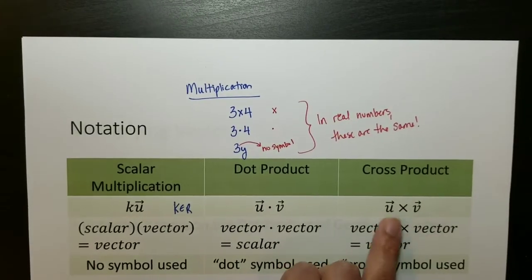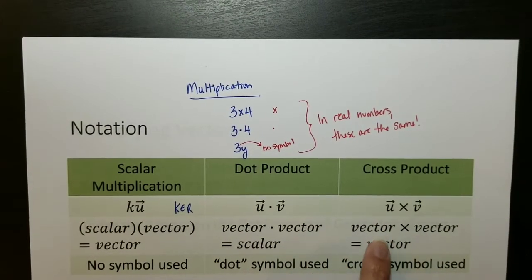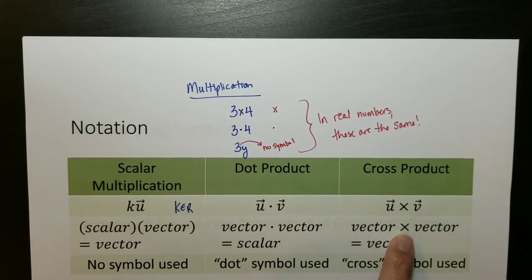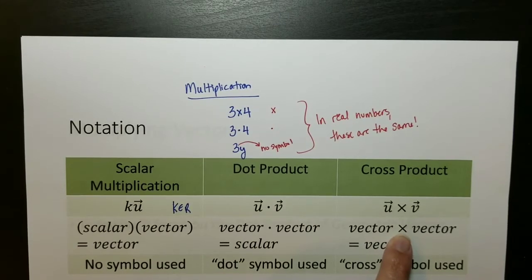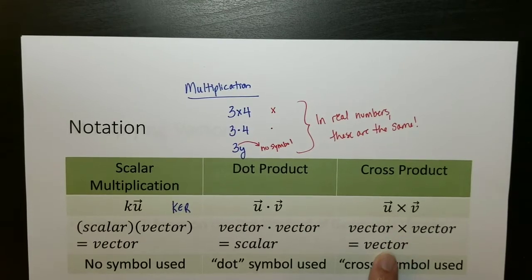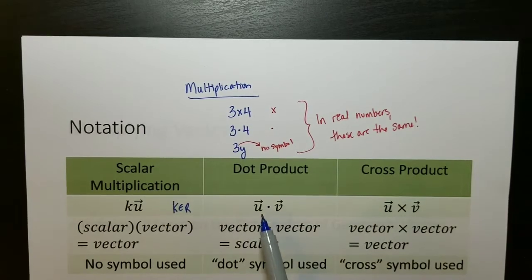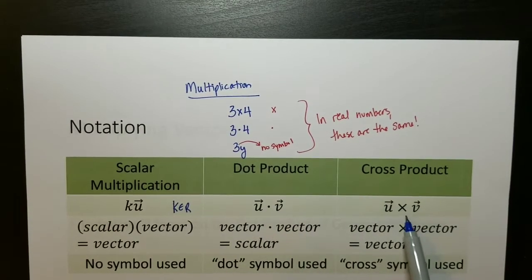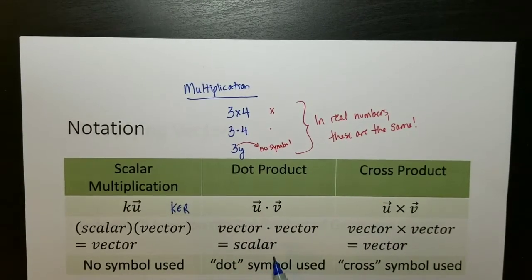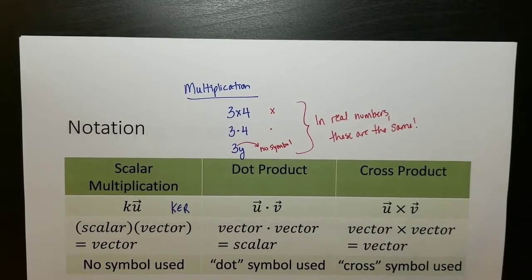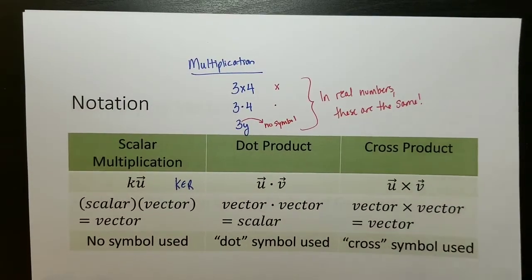Similarly, we'd have u cross v. If we have a vector and a vector with this cross symbol in between, and we'll get to that, I believe on Day 6 or 7, that is the cross product, and it gives you a vector answer. Both of these have two vectors with some kind of multiplicative operation between them. One gives you a scalar answer and one gives you a vector. So it is really important to be clear in your notation about which operation you're doing.